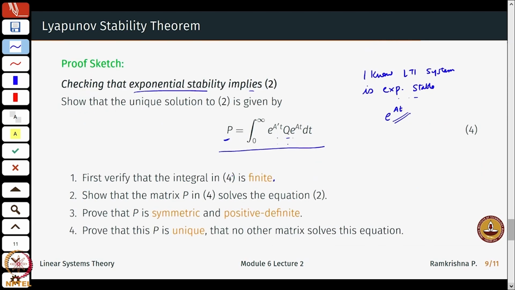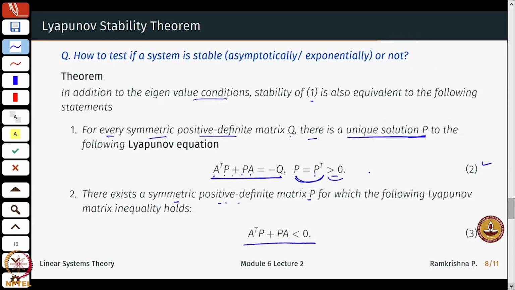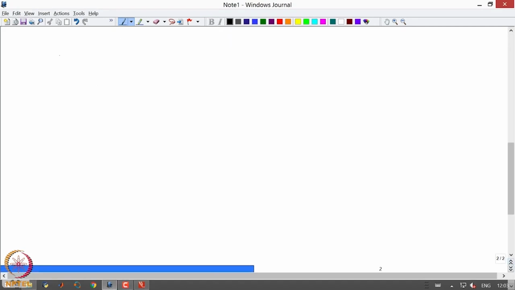Lyapunov equation. So, what does stability mean? Given a matrix Q, can I find P which solves this equation such that this P is unique, symmetric and positive definite. Okay, let's do these steps one by one. So, I have P equals the integral from 0 to infinity of e power A transpose t Q e power A t dt.